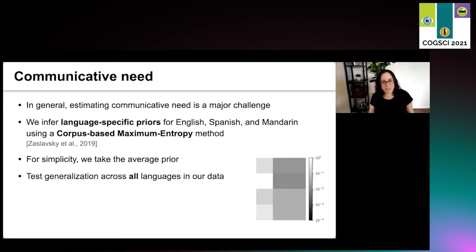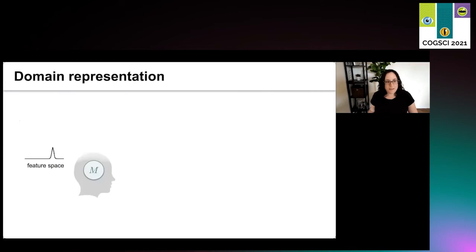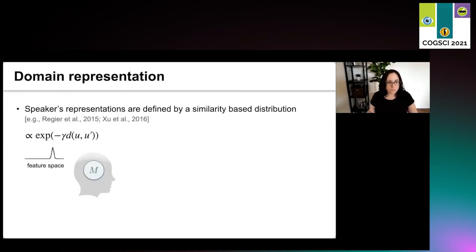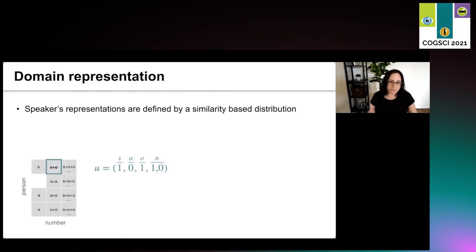And importantly, we will test this prior not only on the 3 languages from which it was inferred, but on all the languages in our data. The second component we need to define is the underlying representation of the domain. So following prior work, we defined the speaker's mental representations by a similarity-based distribution. However, this requires a similarity measure or distance function over the domain. So to define this function, we map each referent into a binary feature vector where the features correspond to the person and number dimensions. And then we take a weighted Hamming distance over the feature vectors.